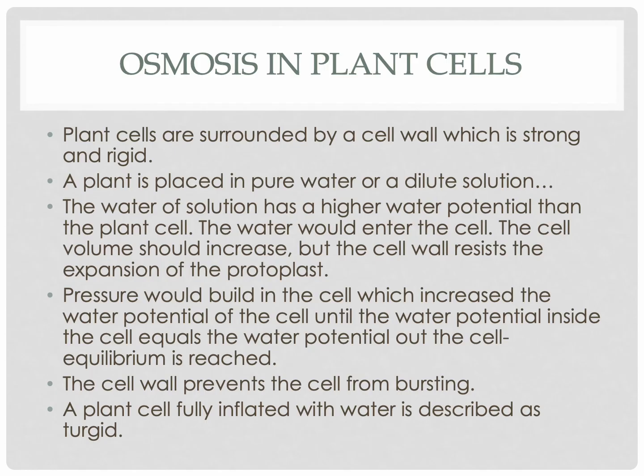Pressure would build in the cells, which increases the water potential of the cell until the water potential inside the cell equals the water potential outside the cell. In other words, equilibrium would be reached. The cell wall prevents the cell from bursting. A plant cell that is fully inflated with water is described as turgid.